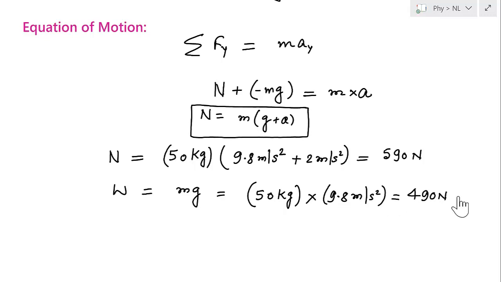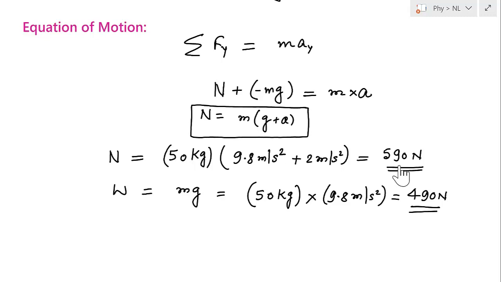Now see, her actual weight is 490 Newton, but this weighing scale or this bathroom scale is showing a reading of 590 Newton. So 100 Newton extra. So this is not her actual weight, the apparent weight, and that's why this is called apparent weight inside this elevator. So she is experiencing extra weight. This is because since she is going in the downward direction and the acceleration is in the upward direction, basically elevator is trying to push her. So she will experience 100 Newton of extra force.